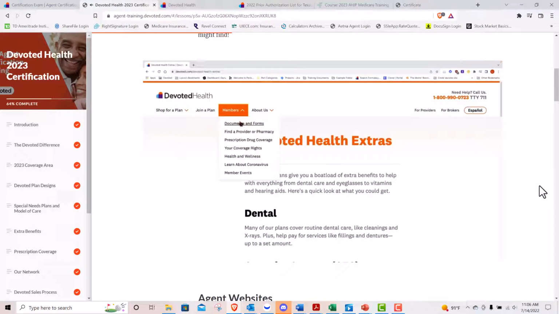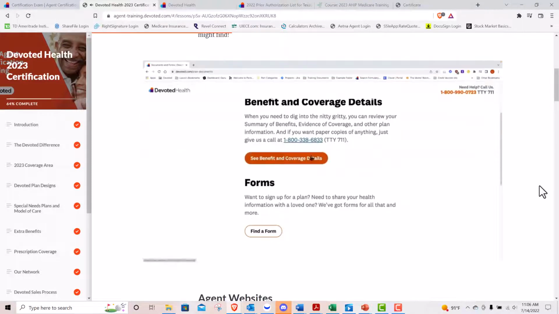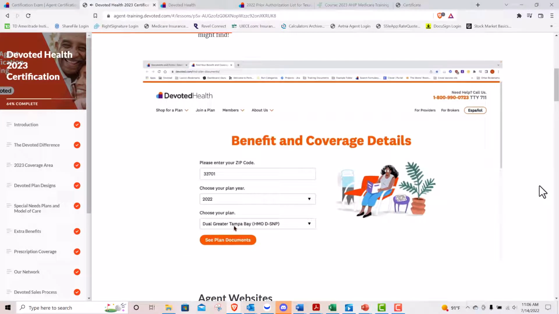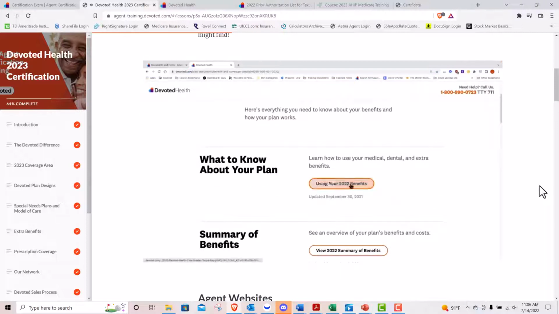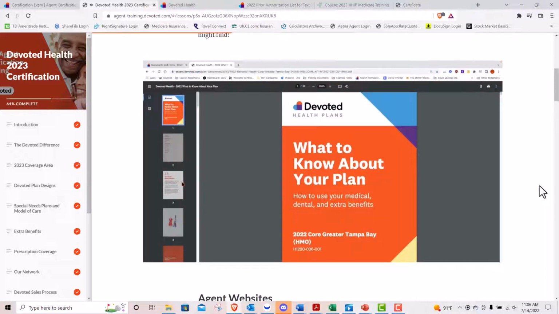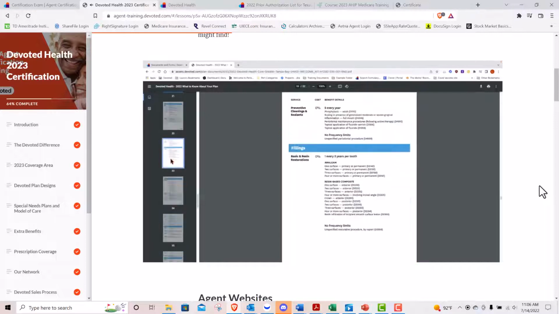Up at the top under the members section, there's this documents and forms section. Here you can easily see benefit and coverage details, put a zip code in, a plan year, choose your plan, so choose our core plan here, and see all the plan documents there, including what you need to know about your plans, which is a great tool to include information about medical benefits, dental, extras. If the plan has comprehensive dental, it also has all the different dental codes at the end.